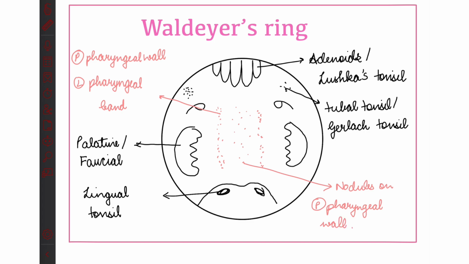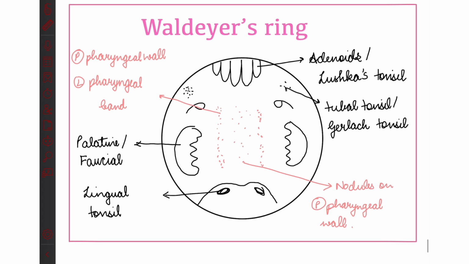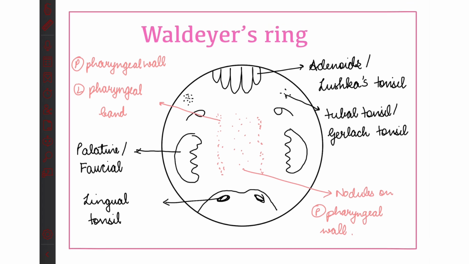So in the Waldeyer's ring, the lymphoid tissue which we have are, in the nasopharynx we have two, adenoids and tubal tonsil. In the oropharynx, again we have the palatine tonsil and the lingual tonsil. And in the posterior pharyngeal wall, we have nodules and lateral pharyngeal band. That's the Waldeyer's ring for you.